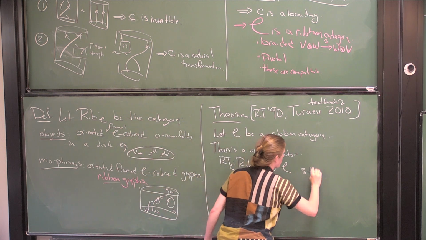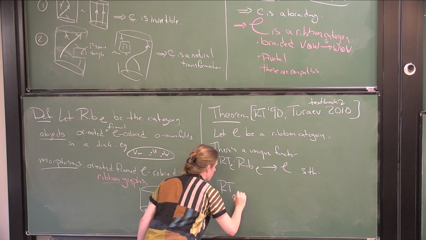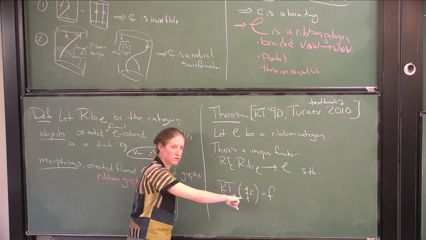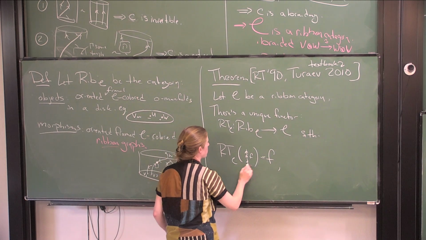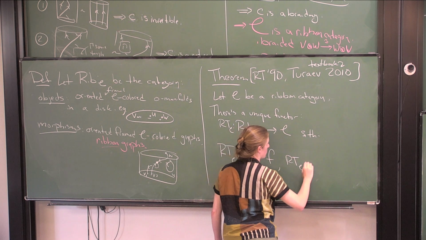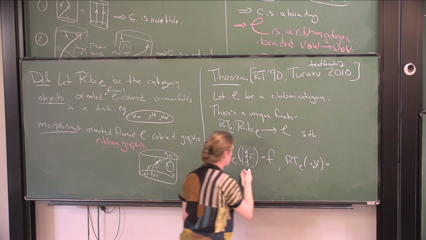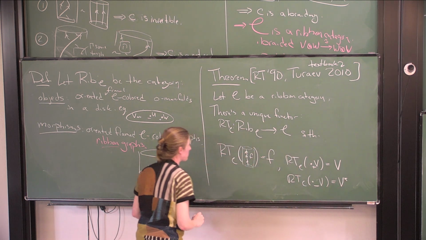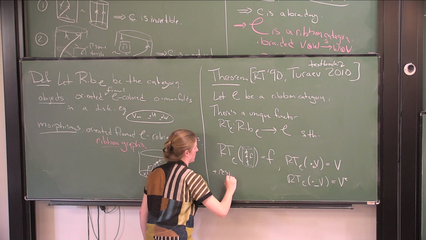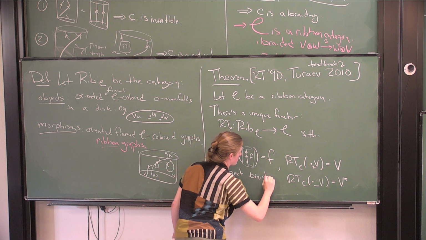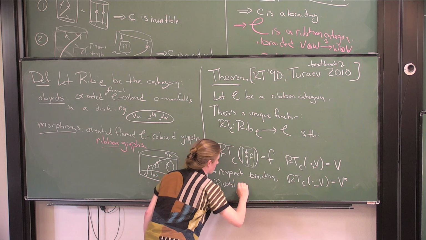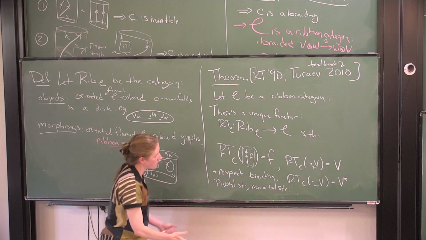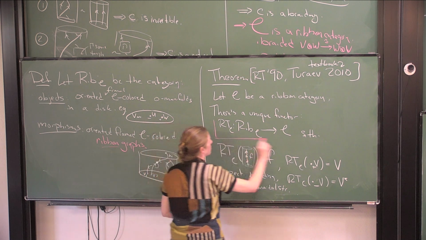So it's a unique functor such that, well, I'm going to require a couple of things. If I have a single coupon like this, I want that just to be sent to the coupon. So this is a requirement on the morphisms. I want RT C of plus V to be V, and I want RT C of minus V to be sent to the dual. So I want those, and I want it to respect the braiding, the monoidal structure. Once I require all these things, which are very reasonable to require, then I really just have one functor I need to worry about.